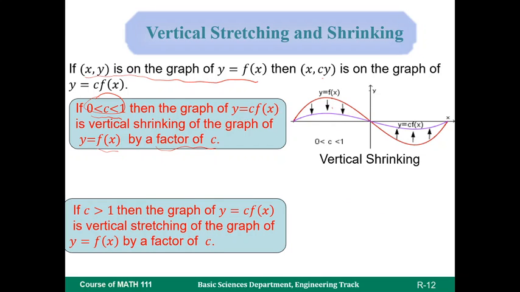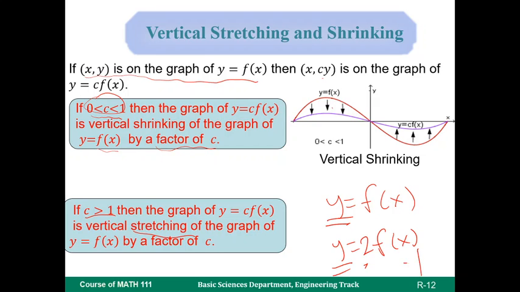Now, if c is bigger than 1, in this case, you have the vertical stretching. So it means you have f of x. Now, assume I made it y is equal to 2f of x. What happens? Now, the y value is doubled. So if you have a point on the graph, x, y, f of x, now f of x becomes 2f of x. So this point on the graph will go here. So it will make a stretch.